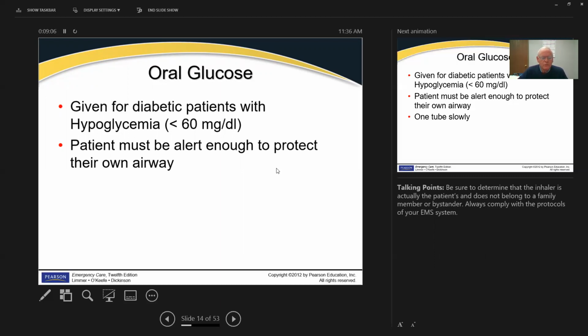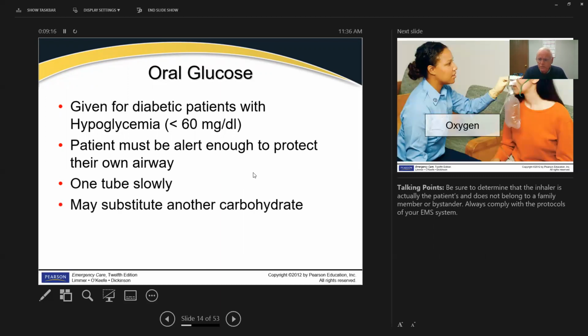Okay, so we give them 1 tube slowly. That would be the dose. 1 tube, 25 grams. Or if they're alert enough but their sugar is low, because you'll be checking blood sugars. Now that's not something we do in the class here, but once you become an EMT, then you take a very short class to learn how to do blood sugar determinations. But you can give them other carbohydrates, like soft drinks that aren't diet, candy bar, a sandwich, maybe milk with a little sugar in it, orange juice with some extra sugar in it, things like that, as long as they can protect their airway.